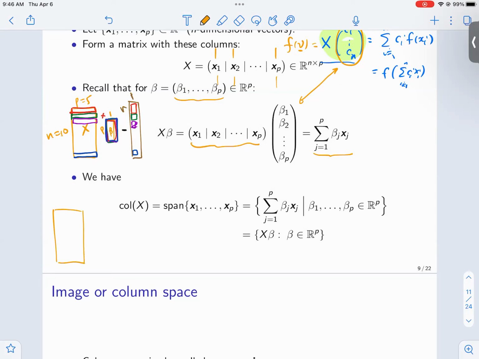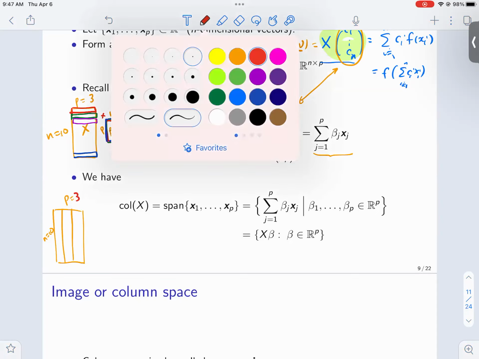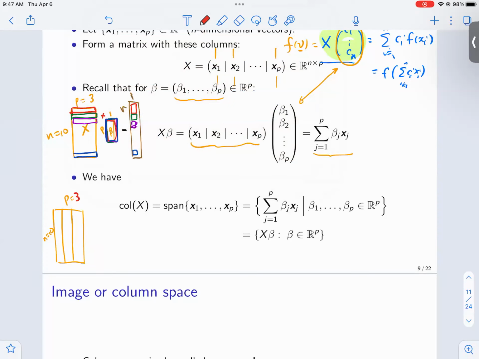I have a matrix here, right? So n by p, where p is equal to 5. Beta is again p by 1. So what I'm going to do is take the elements. Let's say it's 4, or 5, or let's say it's even 3 for simplicity. P is 3. So this was like 3 elements.